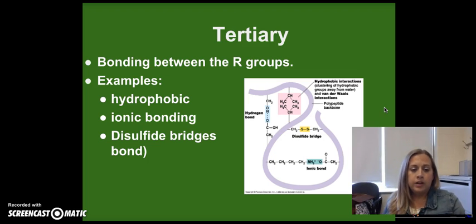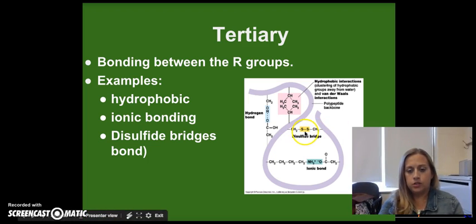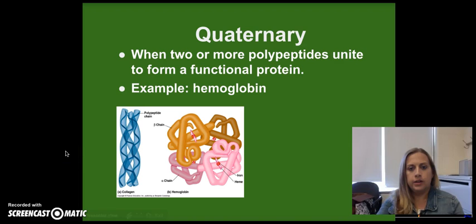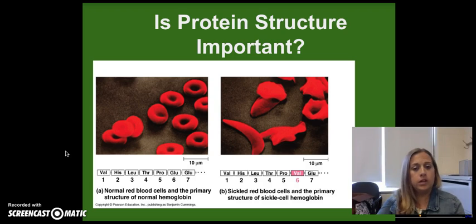You've got ionic bonding, and you also have disulfide bridges that will bond together, and that is right here. So essentially that disulfide bridge is 2 sulfurs that are going to bind together. And then finally we've got the quaternary level, and this is when 2 or more polypeptides unite to form a functional protein. So again, you've got several polypeptides coming together, and a really good example is hemoglobin.